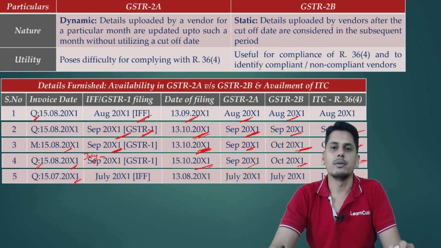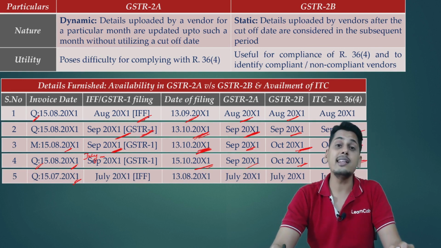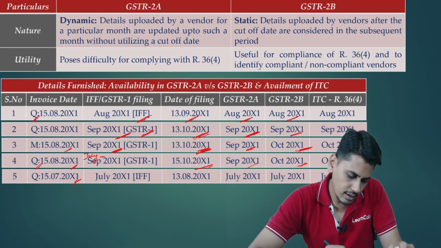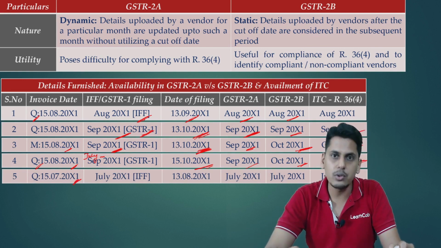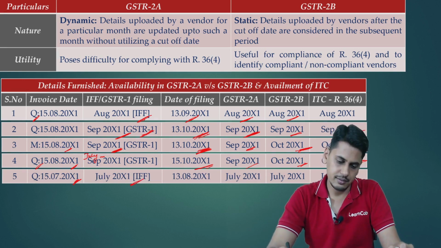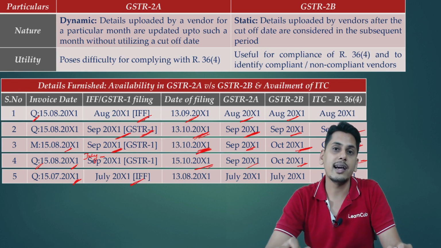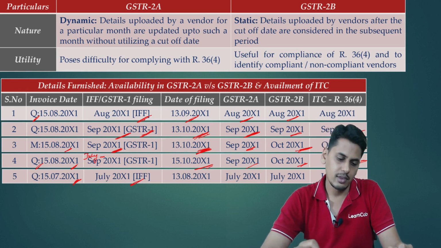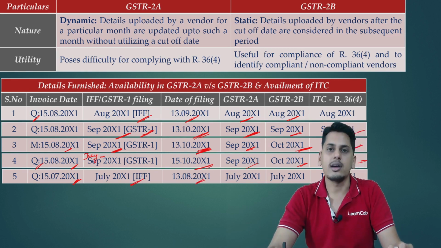Quarterly fellow, invoice dated 15th July. It was furnished in the IFF of July. The date of filing 13th August.